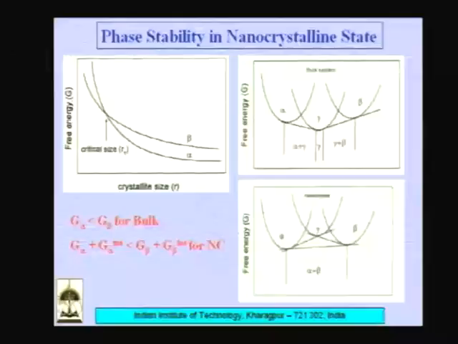If you look at two phases alpha and beta, it is possible that alpha is more stable than beta in a bulk state, that means when the grain size is very large, but the moment you take it into a nanocrystalline state, the beta may be more stable than alpha. Why? Because it is possible that alpha has a higher interfacial energy or a higher surface energy than beta. If the surface energy is higher, the free energy increases more rapidly as you decrease the crystallite size.